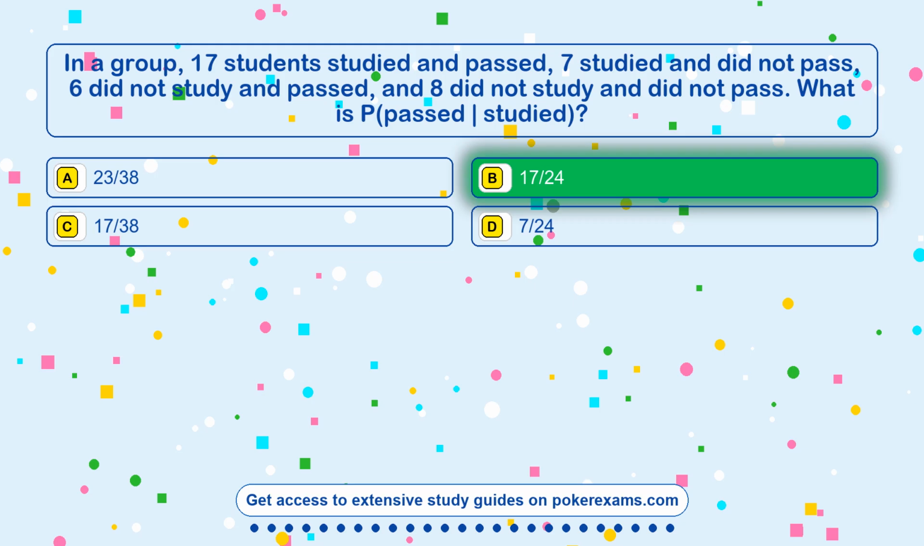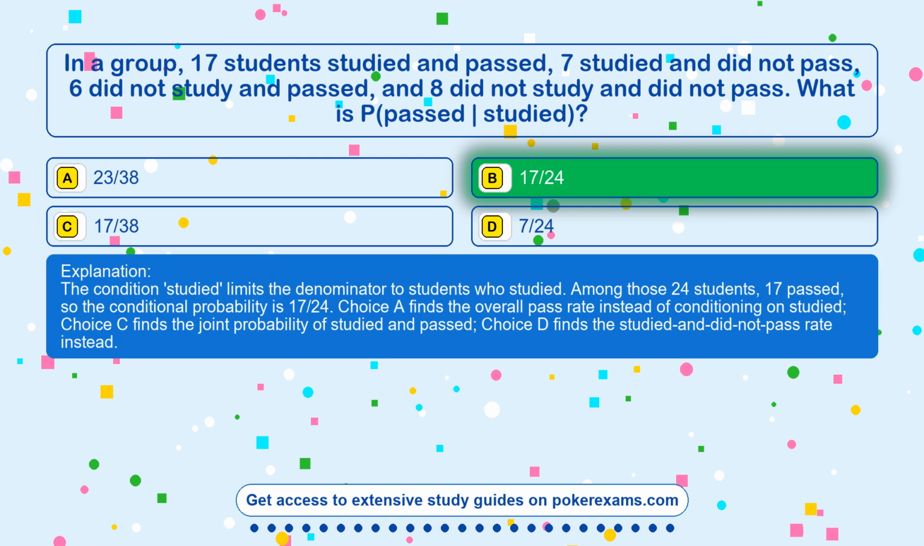The correct answer is option B, 17/24. The condition studied limits the denominator to students who studied. Among those 24 students, 17 passed, so the conditional probability is 17/24. Choice A finds the overall pass rate instead of conditioning on studied. Choice C finds the joint probability of studied and passed. Choice D finds the studied-and-did-not-pass rate instead.